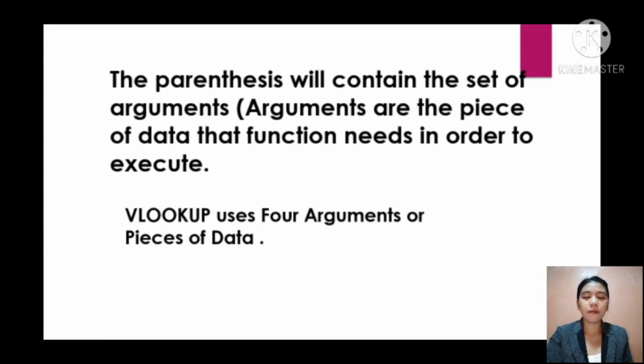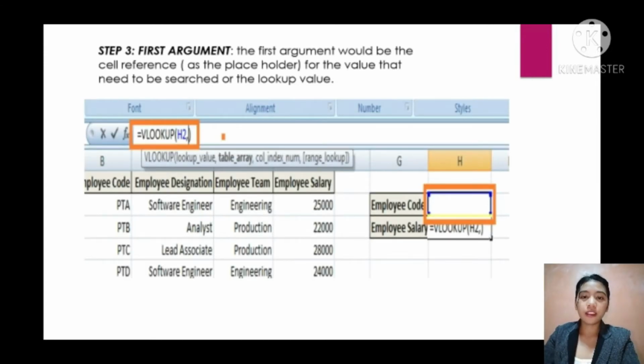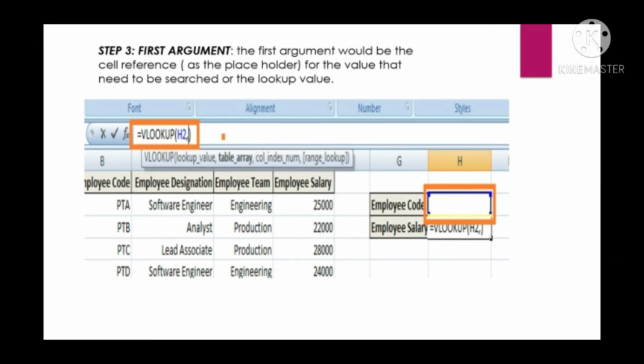And VLOOKUP uses 4 arguments, or pieces of data. Step 3, the first argument. The first argument will be the cell reference as the placeholder for the value that needs to be searched, or the lookup value. And the lookup value refers to the data which is already available, or the data that you already know. In this instance, employee code is considered as the lookup value for the first argument. So the first argument would be H2.